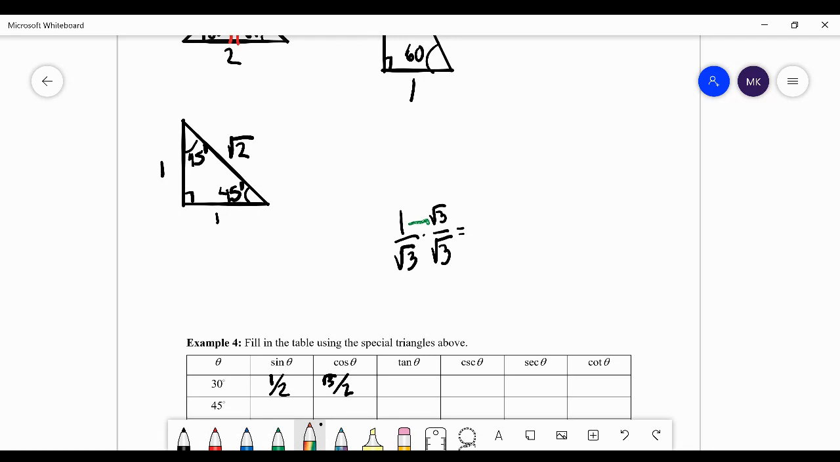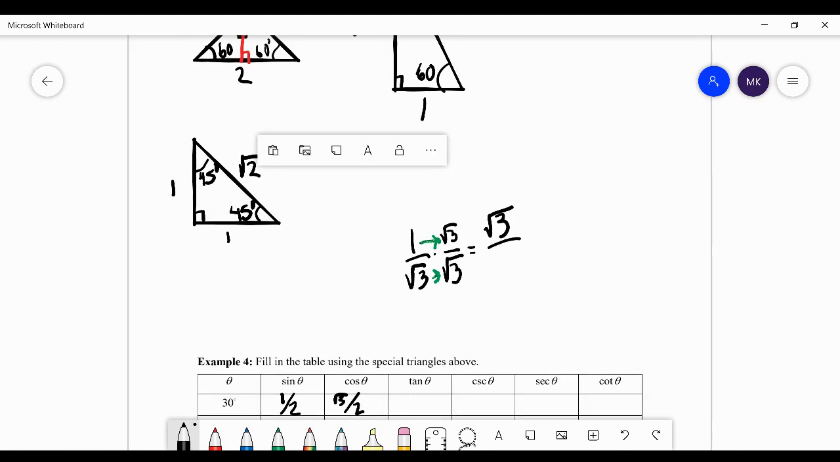So we multiply 1 times root 3 and root 3 times root 3. And so 1 times root 3 just gives me root 3. Now in the denominator, I get root 3 times root 3, which is just the square root of 3 squared. When we square a square root, the square root goes away, so that just becomes 3.